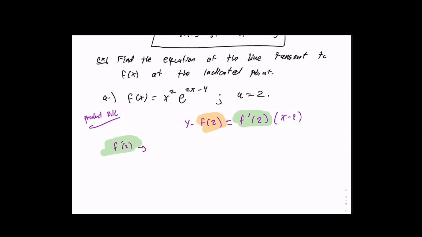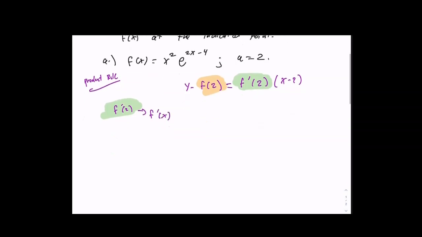Well, to find f prime of 2, I've got to first find f prime of x. So now I'm starting to find the derivative. Some of you might start plugging into the derivative and then take that answer to the tangent line. For the purpose of my lecture notes and the way I like to lay out the problems, I like to lay out the tangent line first. Because a lot of students just plug in and think that's the answer. Well, you didn't even do any calculus.